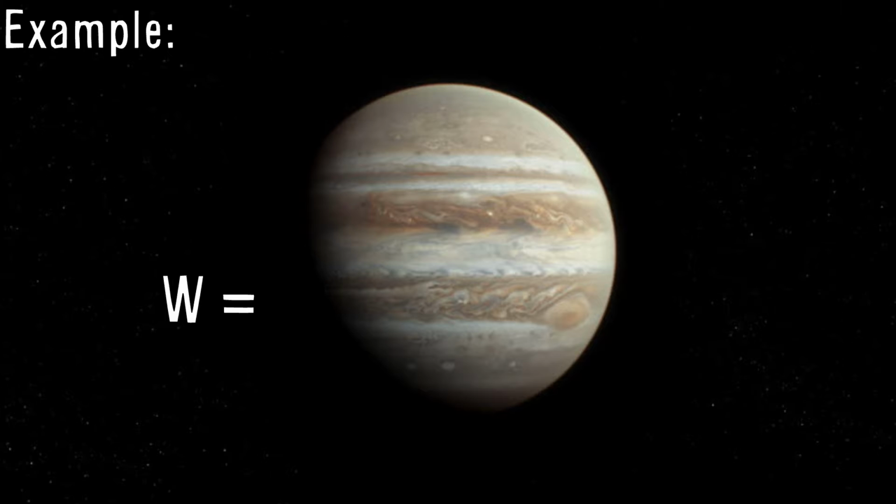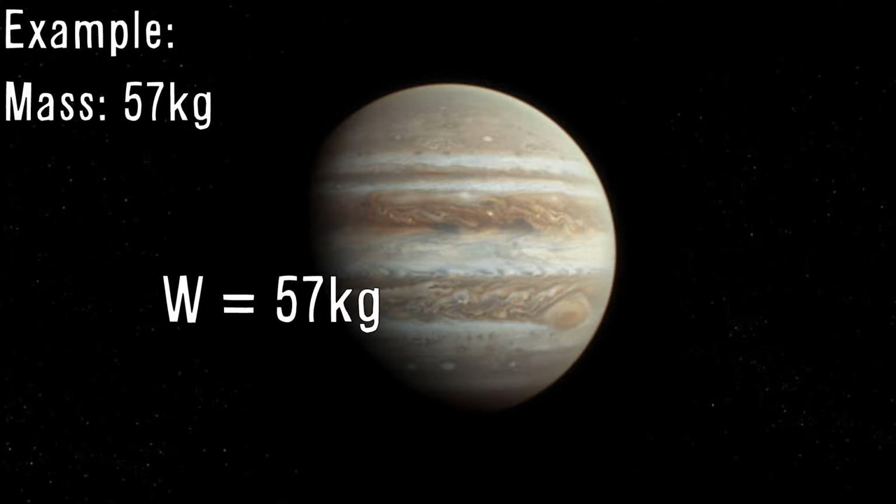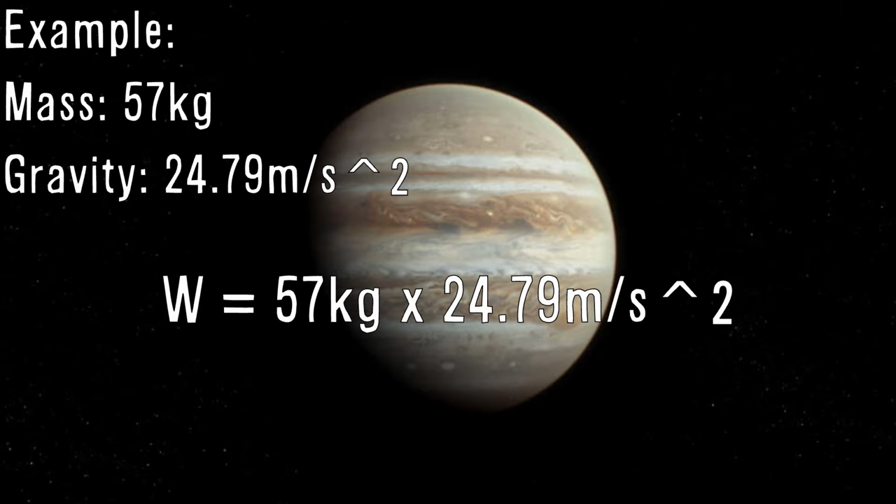So how would you find your weight on other planets? Well, that's fairly simple. Just take your mass and multiply it by the planet's gravity. For example, you wanted to see your weight on Jupiter. You would take your mass and multiply it by Jupiter's gravity: 57 kilograms times 24.79 meters per second squared would equal 1,413.03 newtons.